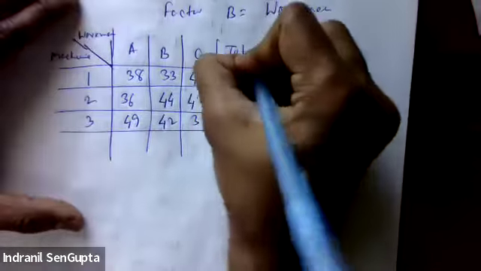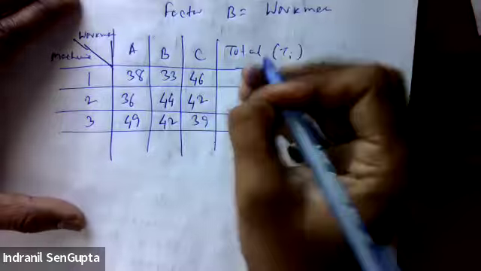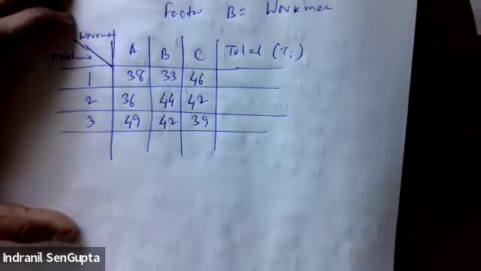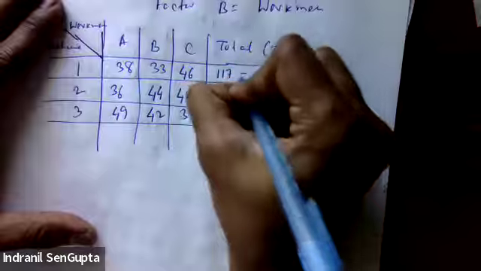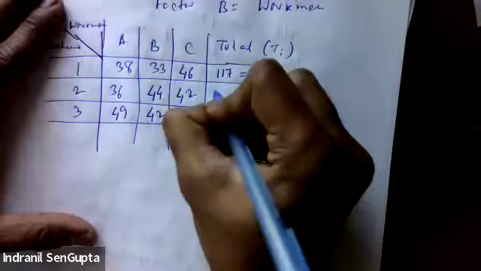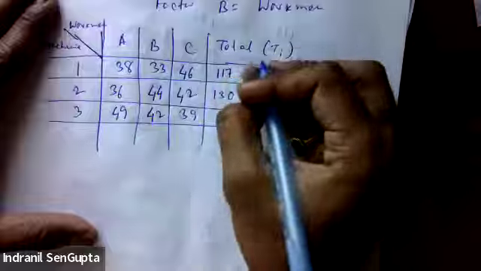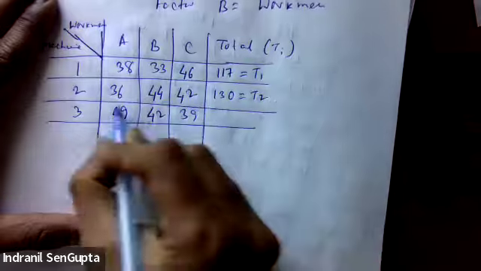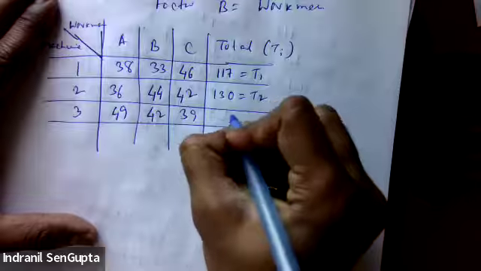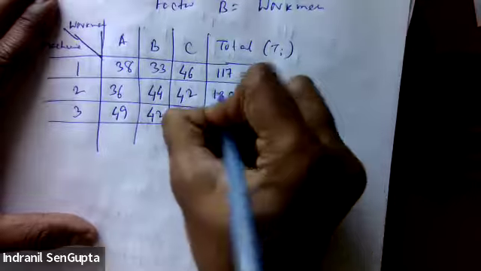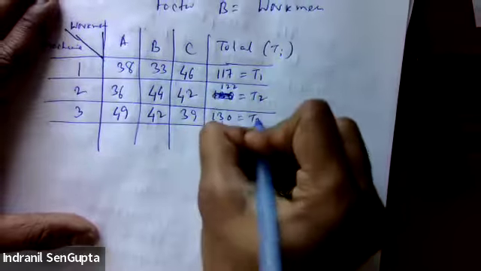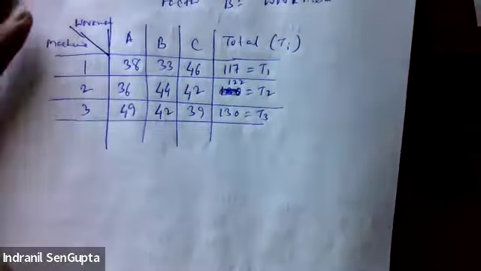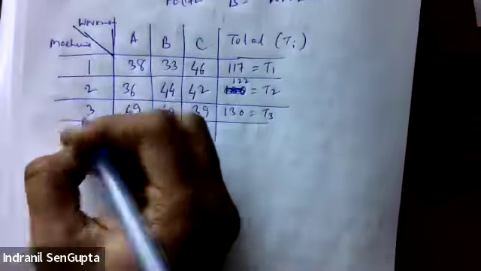So here, total Ti. We'll be computing all these totals, okay? So let's add up all these quantities. The first one is 117, which is my T1. The second one is 130 if I add all these three. So that's my T2. And if I add these three, I'll get this number is 117, this is 122, and this is 130. So that is T3.